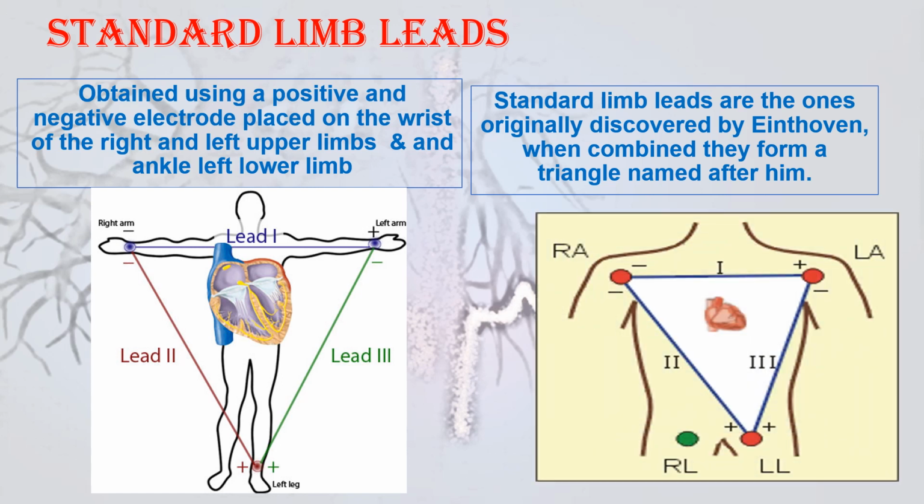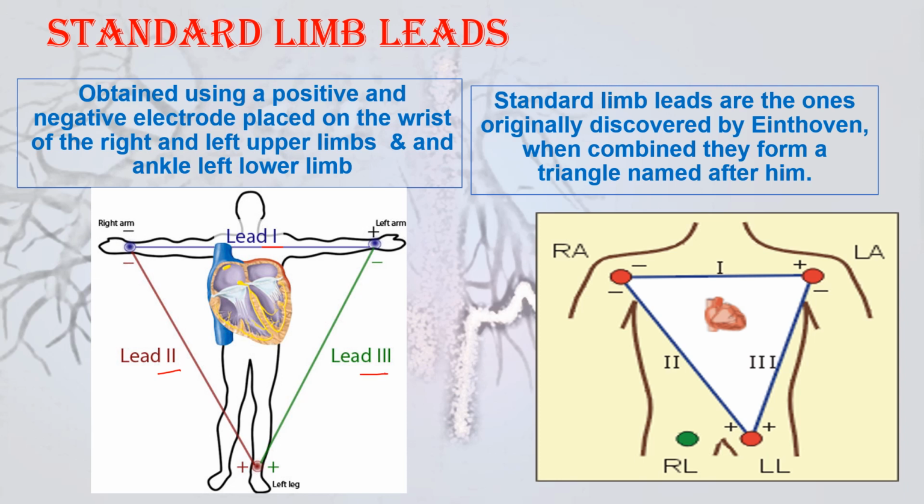Here we see the standard limb leads. The standard limb leads are obtained using a positive and negative electrode placed on the wrists of the right and left upper limbs and the ankle of the left lower limb. These standard limb leads were originally discovered by Einthoven. When combined, they form a triangle named after him, that is, Einthoven's triangle. So as you know, the standard limb leads are lead 1, lead 2 and lead 3.